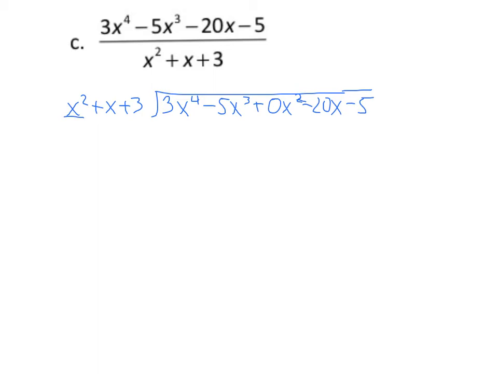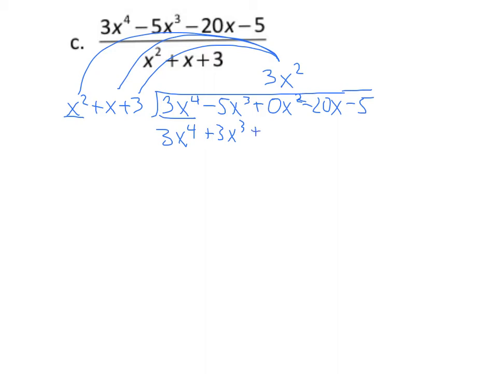X squared goes into 3x to the fourth, or x squared times what is 3x to the fourth? That would be 3x squared, so I'm going to put it over my x squared column. And then I multiply. 3x squared times x squared is 3x to the fourth. Then I multiply by x, and I get 3x squared times x is positive 3x to the third. And then I multiply by that 3. So we get plus 9x squared. Now I subtract.